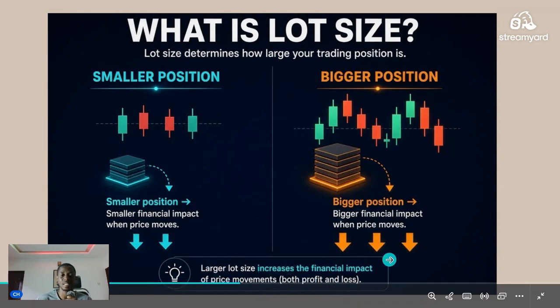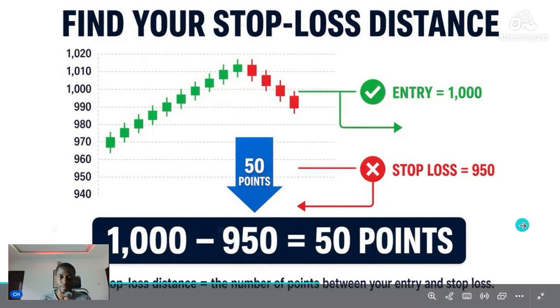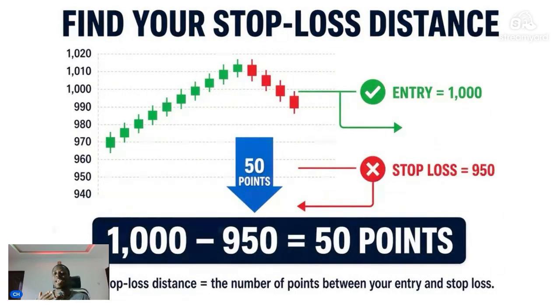As you can see here, they say larger lot sizes increase the financial impact of price movement, both profit and loss. Another thing you need to consider here is your stop loss distance. When you enter a position, you don't only need to calculate your take profit distance, you also need to calculate your stop loss distance, like I already told you earlier. While making a trade, you need to consider how much you are willing to gain and how much you are willing to lose if the trade goes against you. So stop loss distance equals the number of points between your entry and your stop loss. You need to put that into consideration.